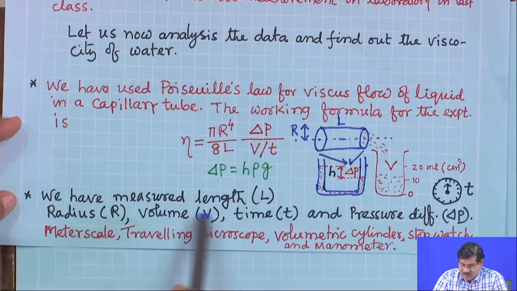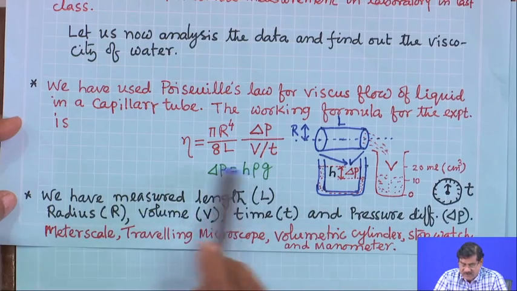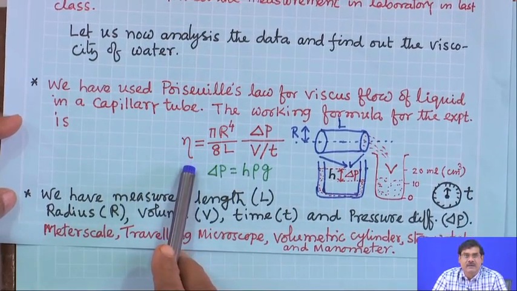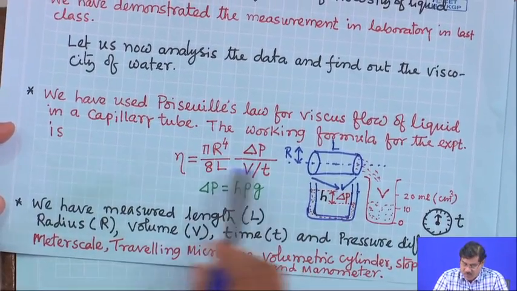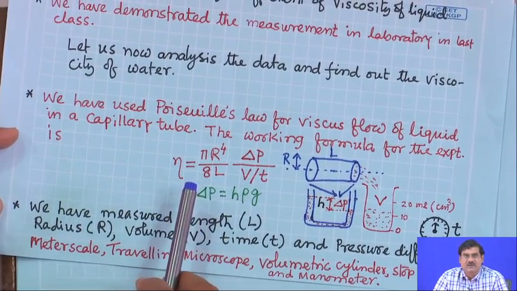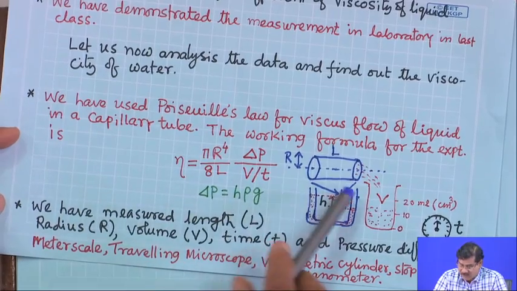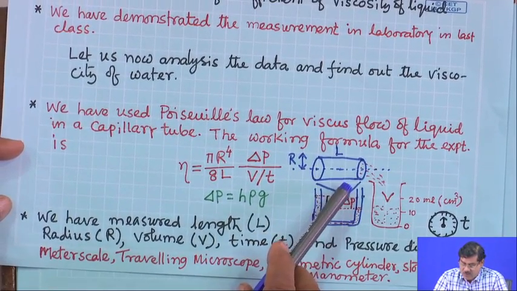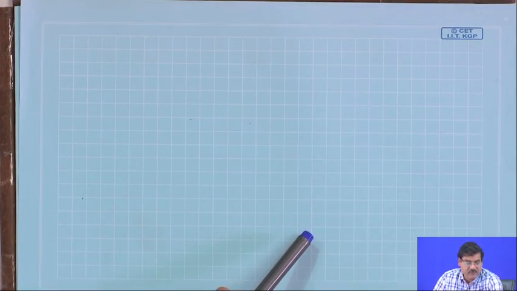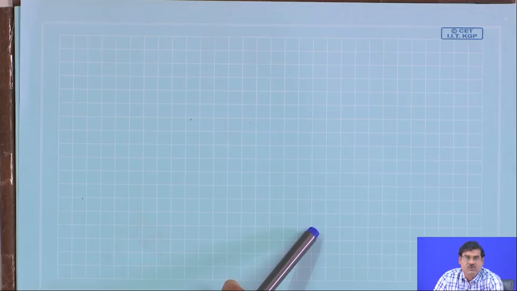So, if you measure all these parameters, then one can get this eta value. So, this is basically the coefficient of viscosity of water. In our laboratory we have used water. Now, those instruments or tools we have used.